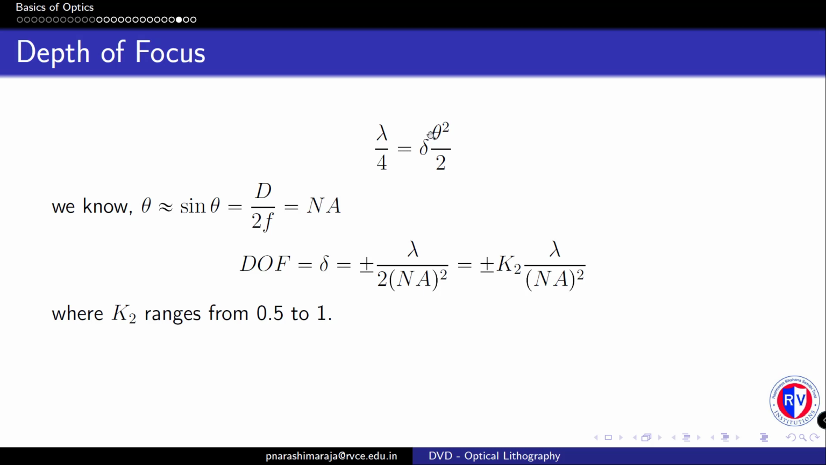Now again, if the value of theta is quite small, then one can approximate this to be equal to the numerical aperture of your lens. And again, as I said before, the depth of focus is a parameter that is related to del, and one can rewrite the value of del as something like lambda divided by 2 times the numerical aperture squared. And in general, the value of this K2 ranges from 0.5 to 1.